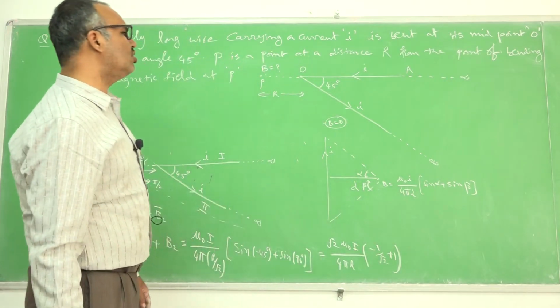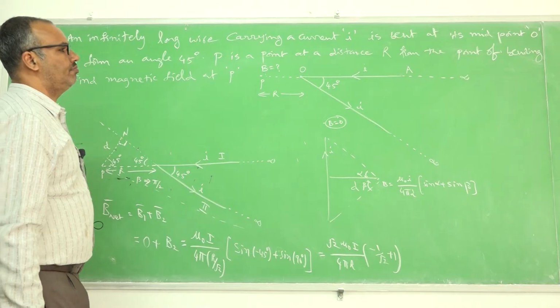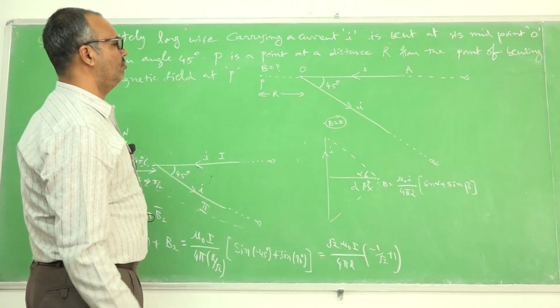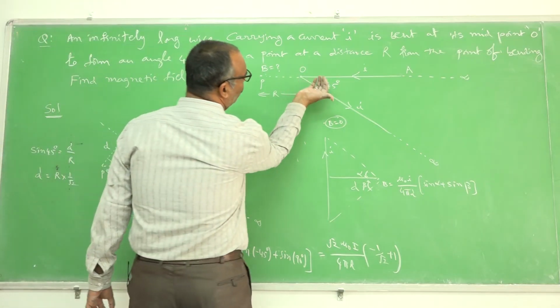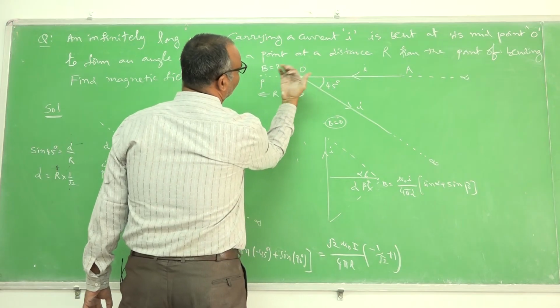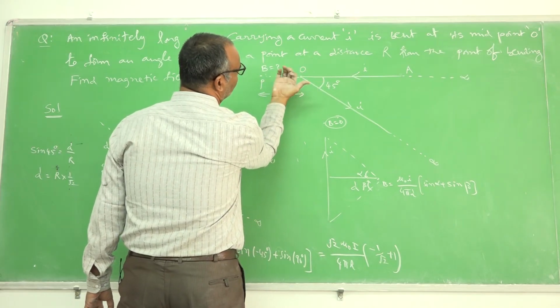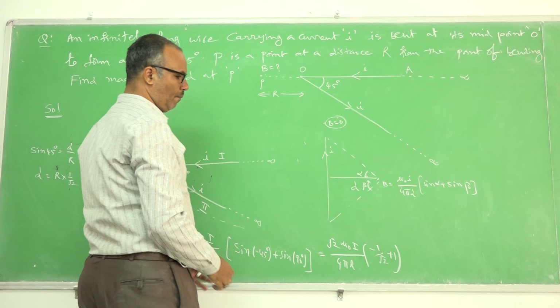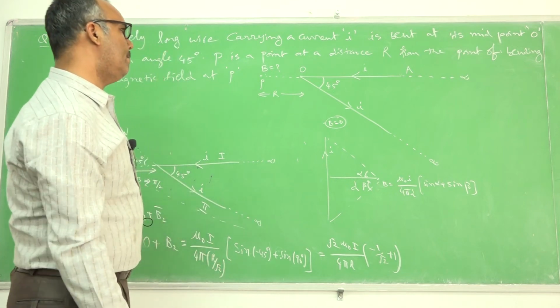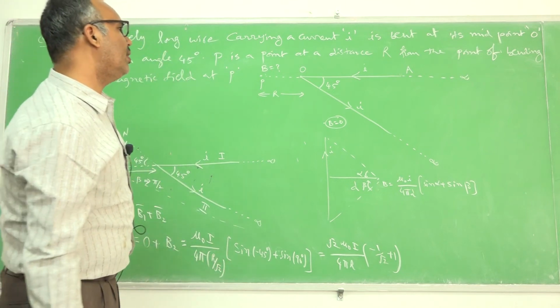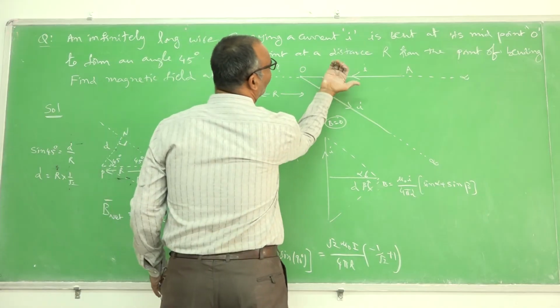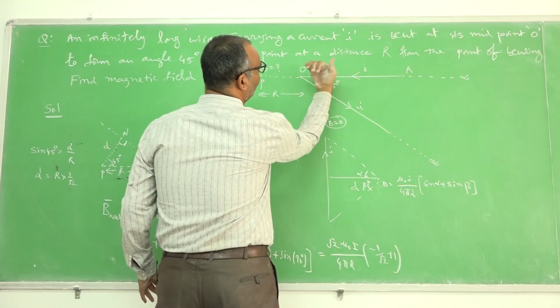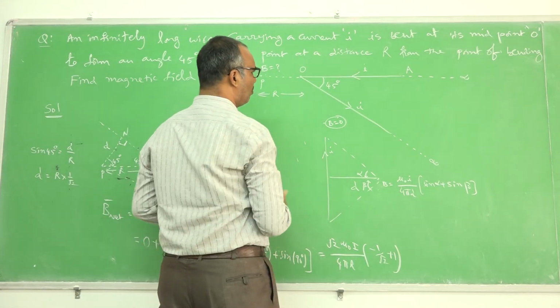Whether the field is into the paper or out of the paper. Clearly, as the current is going like this, field is out of the paper. Field is out of the paper on that side, and the point is lying this side, so it is into the paper.